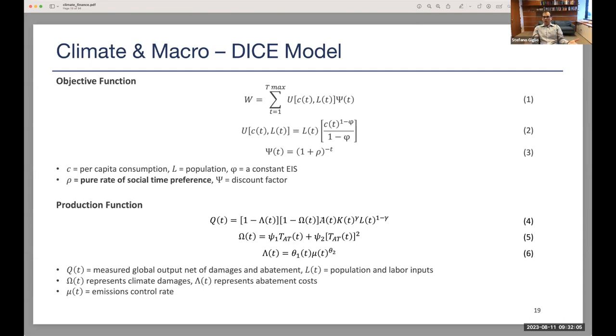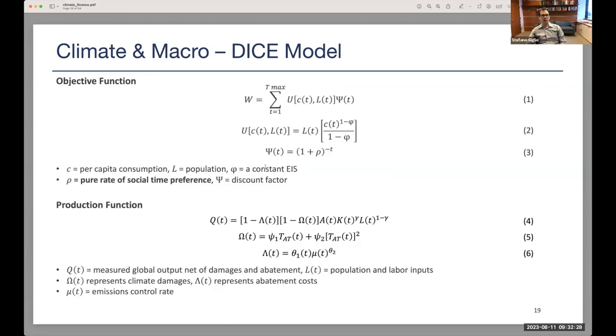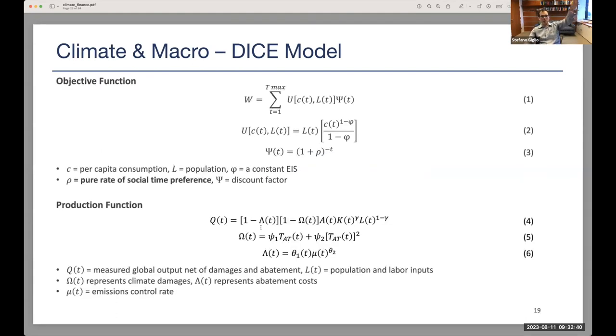And really, the optimal problem here would be a balance between how much damage am I willing to accept today and tomorrow, and how much instead I want to mitigate through this abatement, and how much I want to consume. Okay, so these are the control variables. And then you have standard equations for the economic system, and you have basically emissions. They are driven by output. Okay, so output produces emissions. Emissions will induce changes in the temperatures, and temperatures will feed back into the economy by essentially a tax on production.